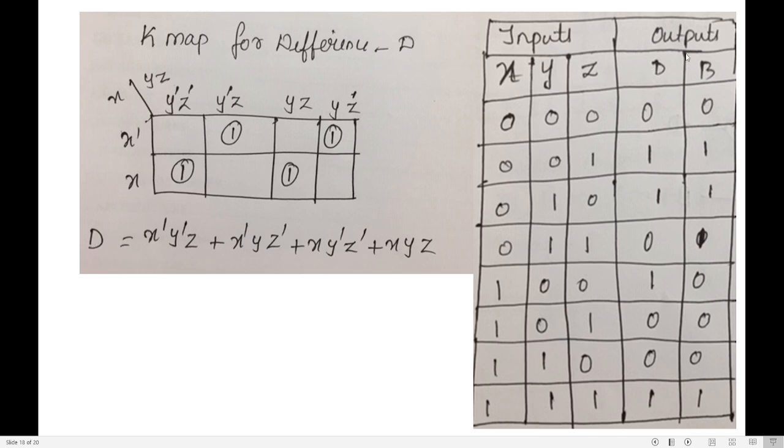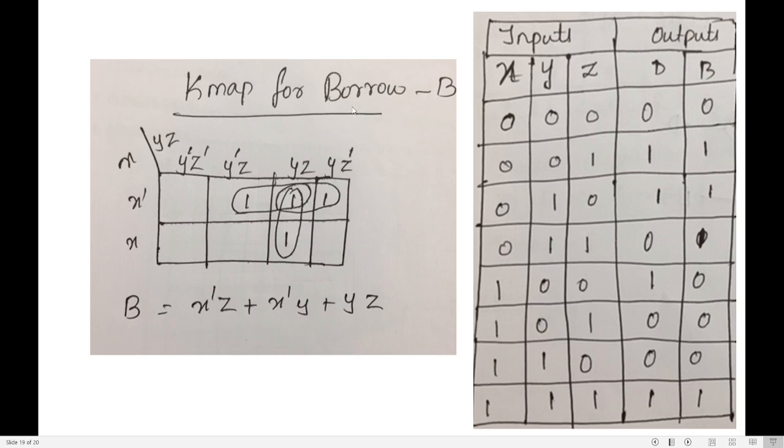Now I need to find the equation for borrow. Again do the K-map for borrow. In borrow, how many ones do you have? 1, 2, 3 and 4. What are the positions where you have ones? X bar, Y bar, Z.